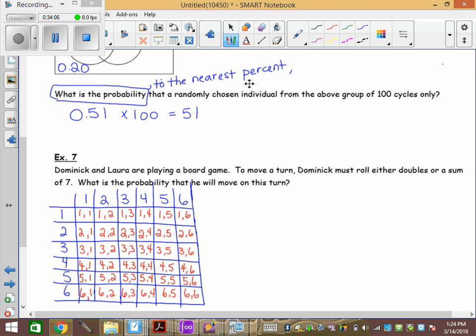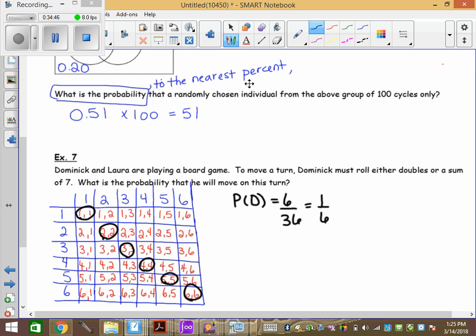Now they want us to list: Dominic must roll either a double or a sum of 7. So what I'm going to do is circle all the ones that are doubles. Okay? How many are doubles? 1, 2, 3, 4, 5, 6. So the probability of doubles is 6 out of how many of them are there? 6 by 6, so 36. So I have a 1 in 6 chance of rolling a double, right?